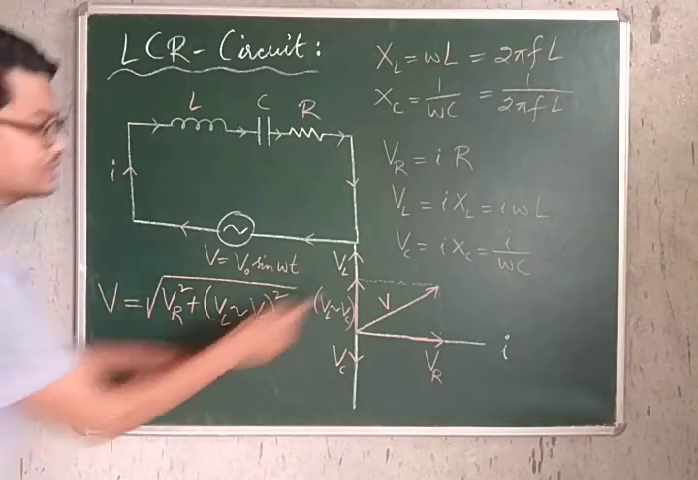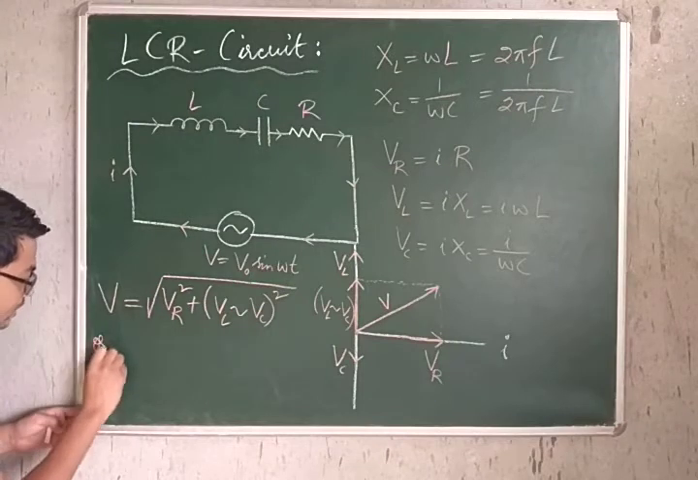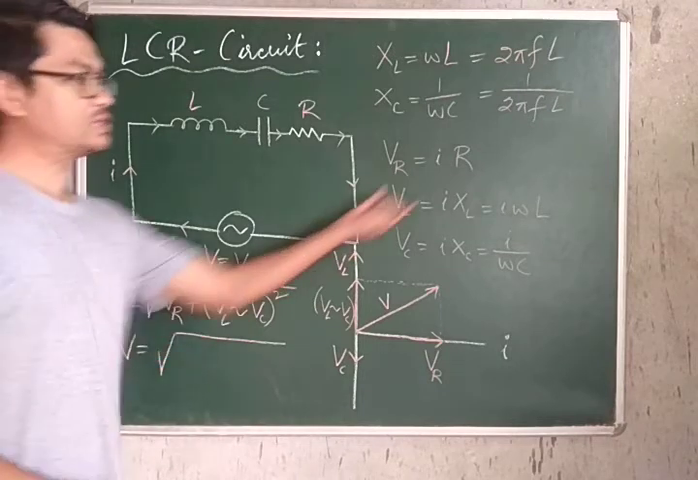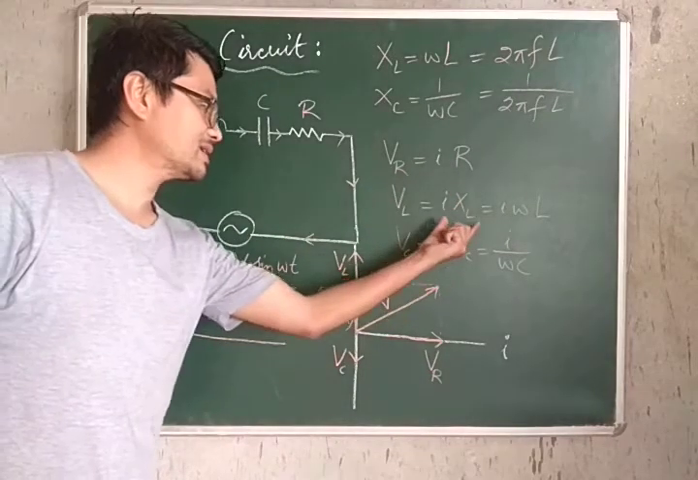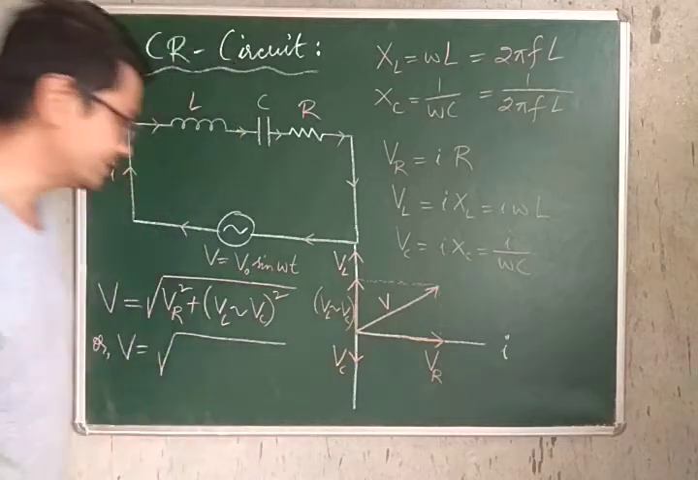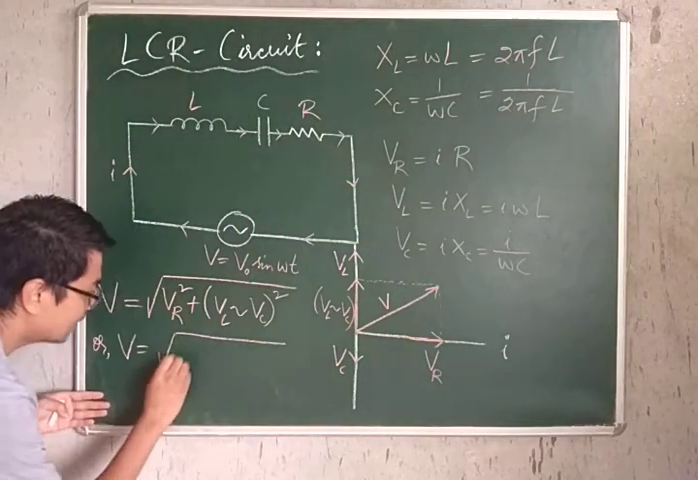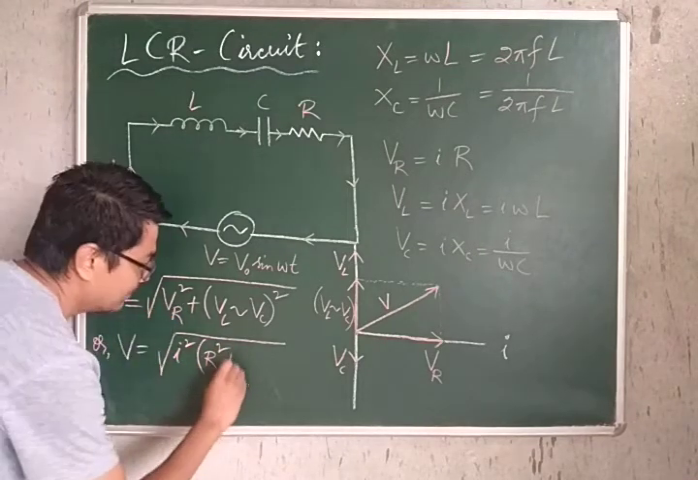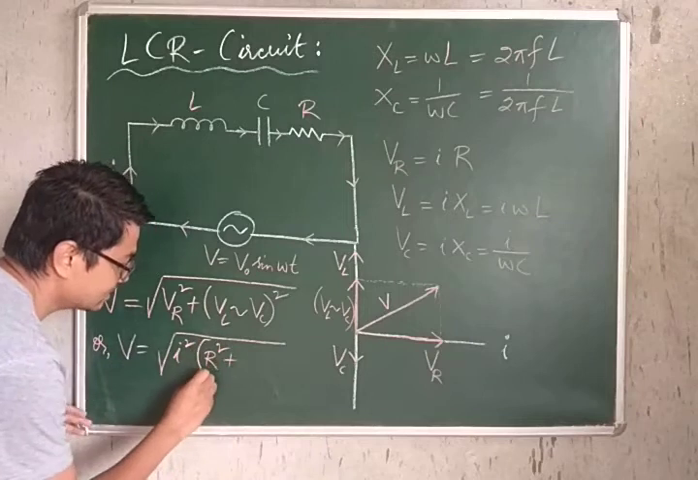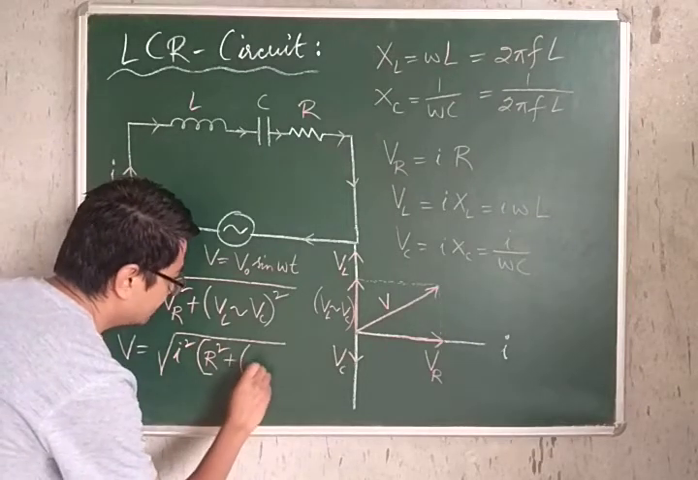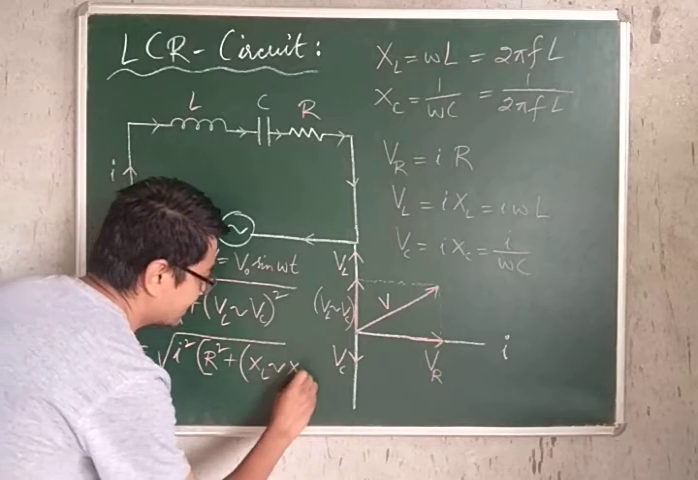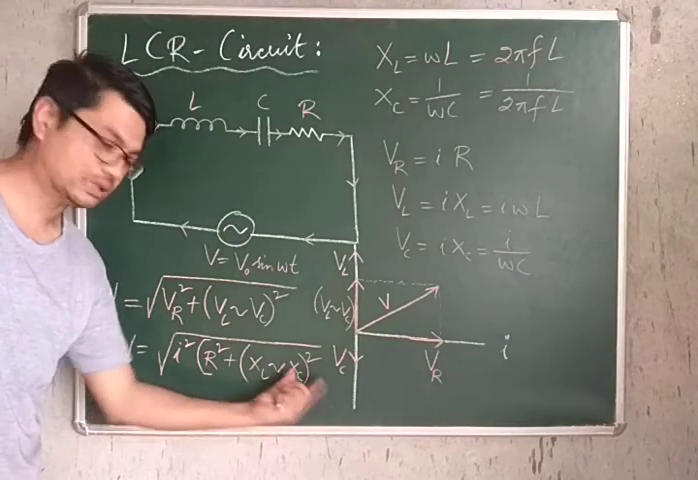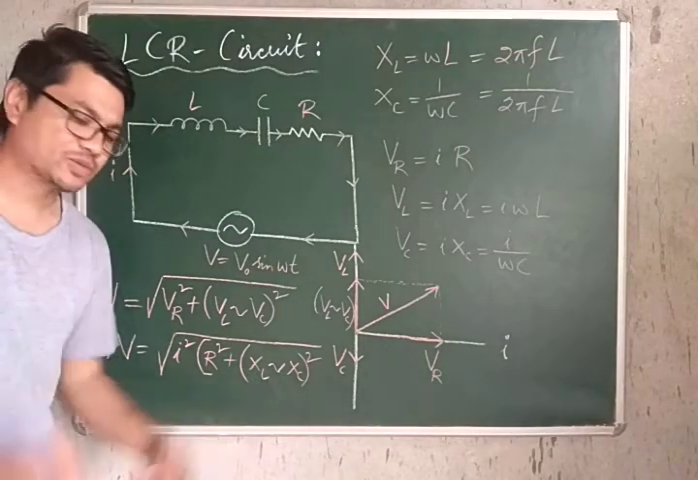Alright, now we can substitute their values from here. V is equal to the square root of (I into R) whole squared plus (I into XL minus I into XC) whole squared. So what we can do is take out I squared common, so this becomes I squared times [R squared plus (XL minus XC) whole squared]. This is a square bracket. Whichever is greater between XL and XC, we subtract the smaller one from it.